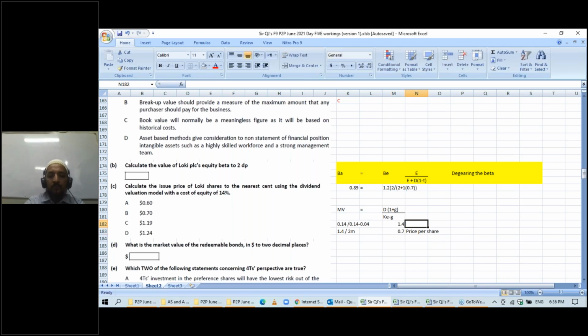And this 1.4 million is the value of the whole company. The value of the whole company is also known as market capitalization.